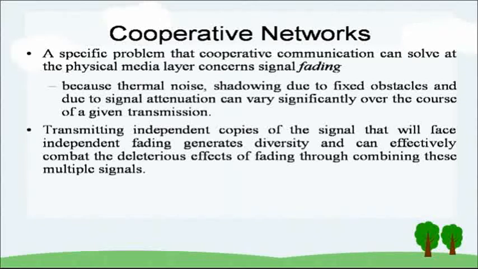A specific problem that cooperative communication can solve, which we have already talked about, is at the physical media layer; it concerns the signal fading part. Because of thermal noise, shadowing due to fixed obstacles and signal attenuation, the signal can vary significantly over the course of a given transmission. So this can be handled with the help of cooperative networks. Transmitting independent copies of the signal that will face independent fading generates diversity and can effectively combat the deleterious effects of fading through combining these multiple signals. So basically, cooperative networks are going to help the user.